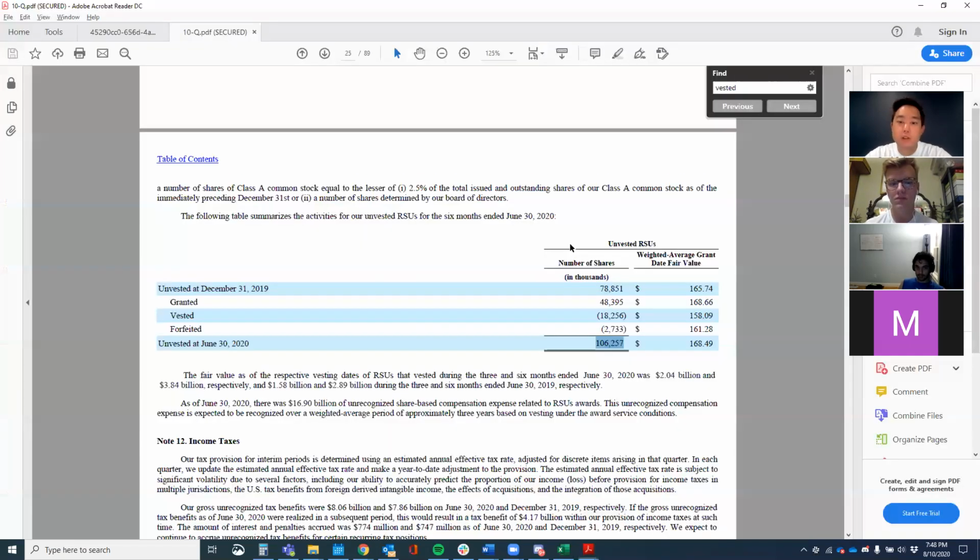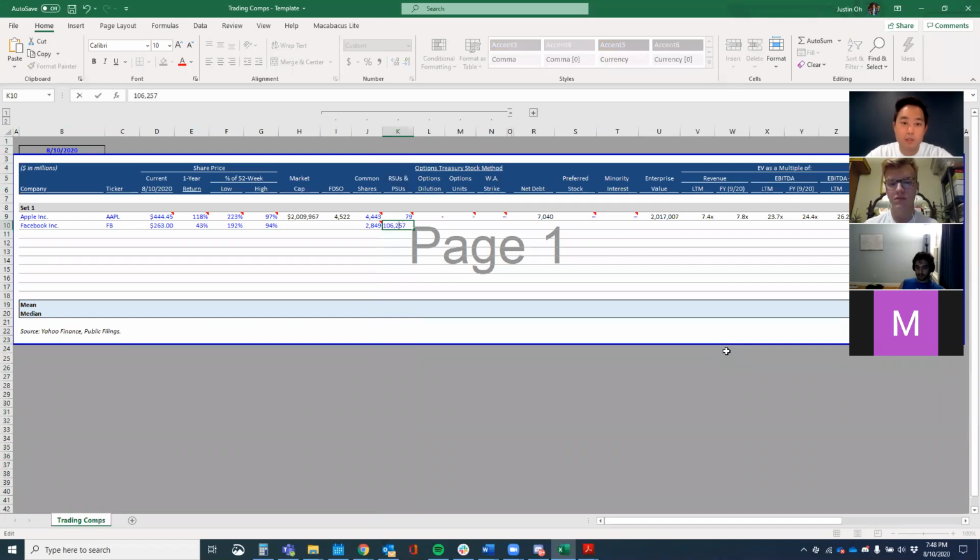So anyway, now we have RSUs, 1.106. So you go in here, but you convert that to millions, right? So I just like to fully dilute that, okay?